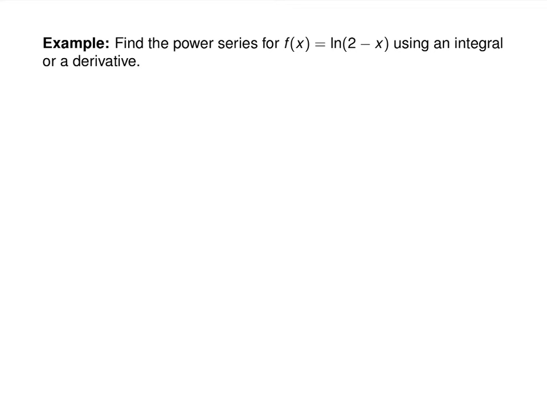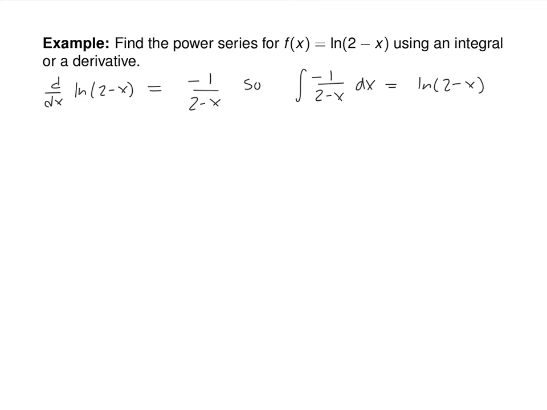All right, find the power series for this function using an integral or a derivative. So you observe that the derivative of natural log of 2 minus x is negative 1 over 2 minus x. And so if you integrate negative 1 over 2 minus x, you're going to get back natural log of 2 minus x plus some constant c. And the kicker is that this is something you can find a power series for. And then once you have that power series, you can integrate it term by term.